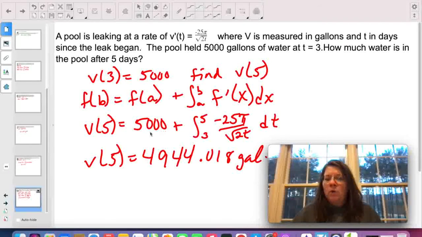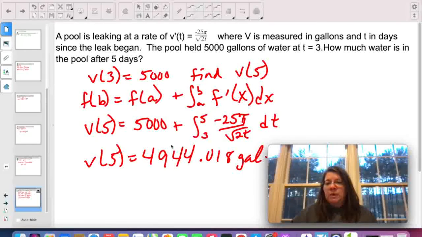So if we know what it was at 3 and we know the rate of change, then all we have to do is figure out how much more it leaked from 3 to 5. So we add this to the 5,000 and we end up getting 4,944 gallons, or 0.018. So it's about 4,944 gallons.